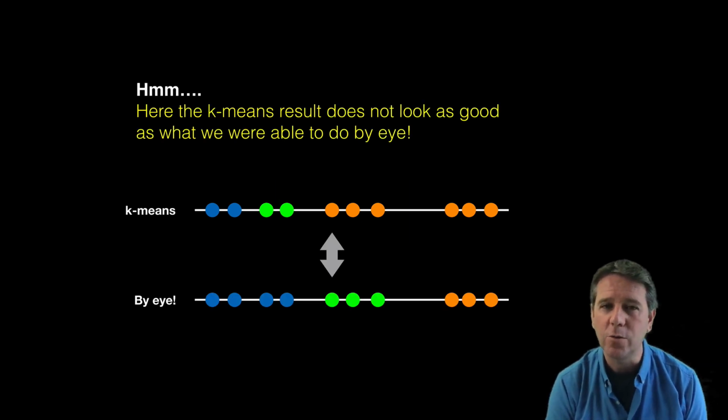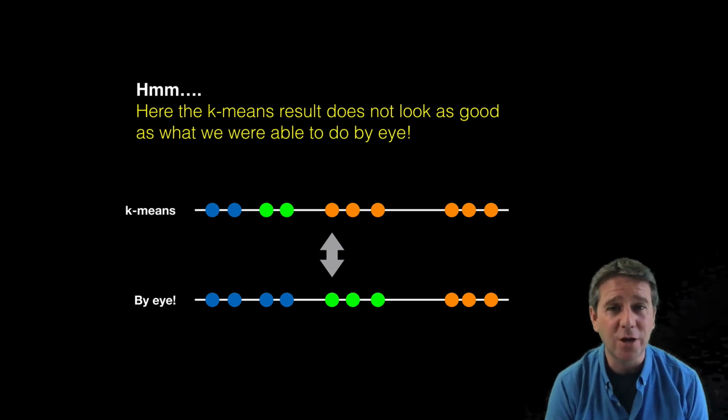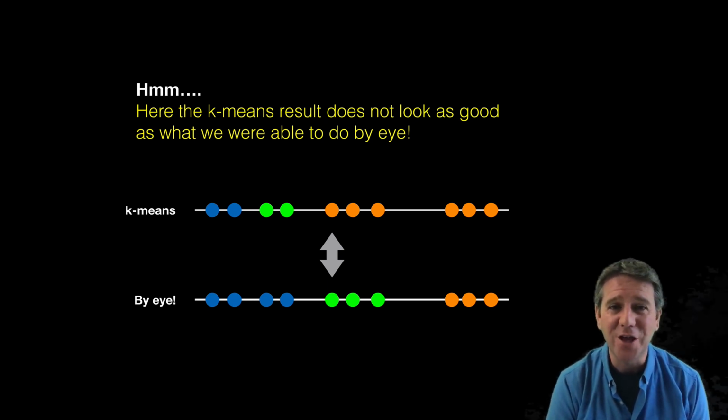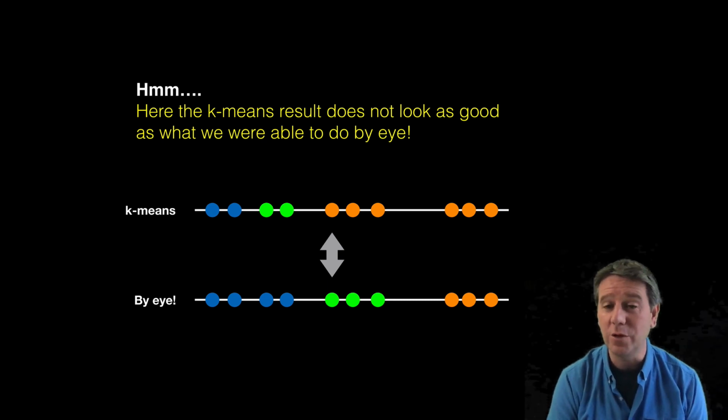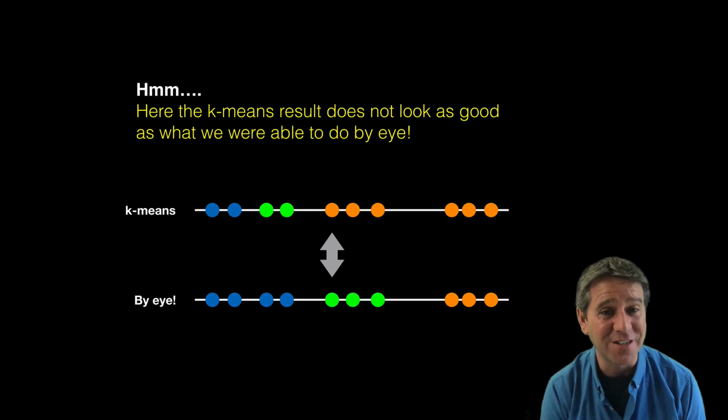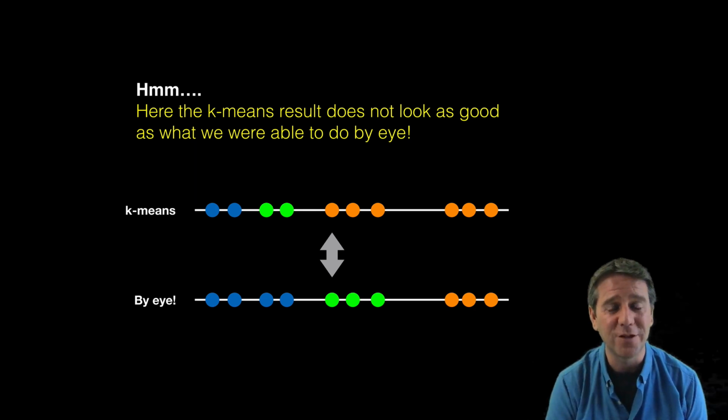Hold on here a minute. The k-means result that we just got, that's the one shown on the top here, doesn't look as good just by eye as the one that we were able to come up with just by looking ourselves by eye. That's the top versus the bottom here. So what do we do?